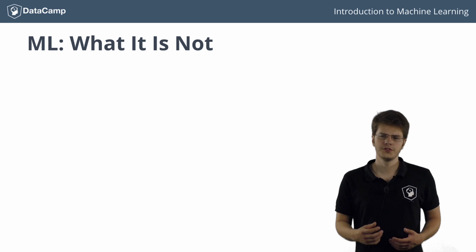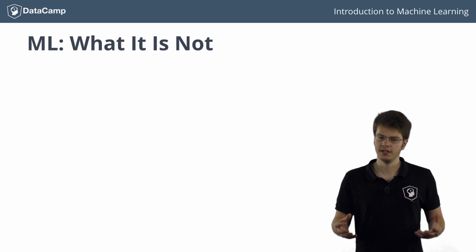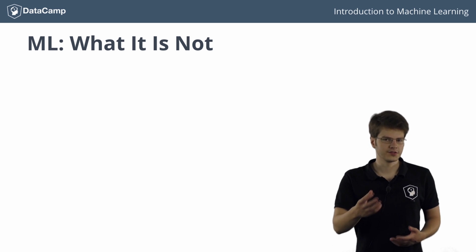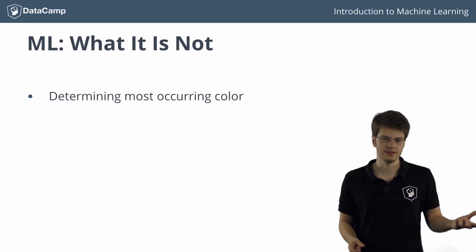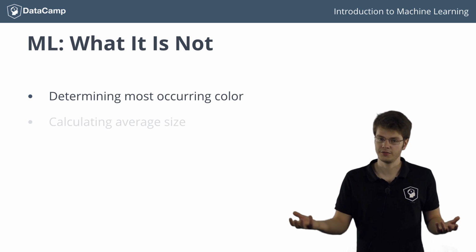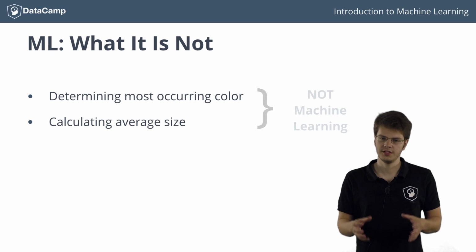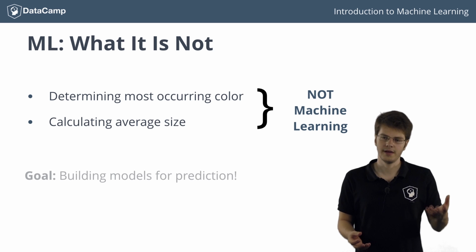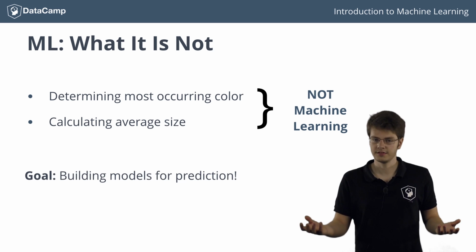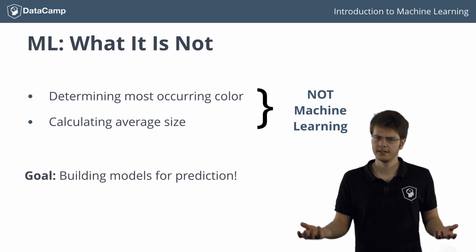It's very important to see when you're actually dealing with a machine learning problem. When you're simply calculating, for example, the most occurring color of squares in your dataset, or calculating the average size of your squares, you're not doing machine learning. The entire point about machine learning is trying to build a model that can help make predictions about your data or future instances of similar problems.